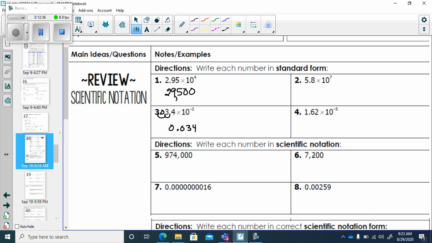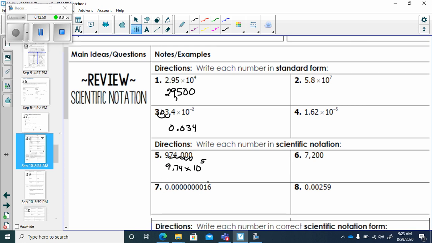Write each number in scientific notation. We've done this a minute ago. This is a large number, so we'd start with 9.74. See how many places we're moving the decimal, because that determines our exponent. 1, 2, 3, 4, 5 times 10 to the 5th. And it's a positive 5 because this is a very large number.